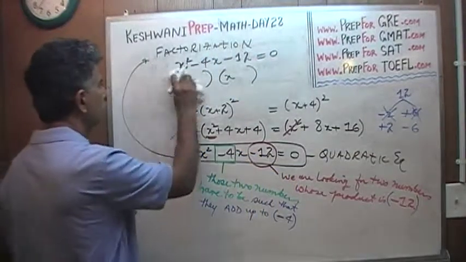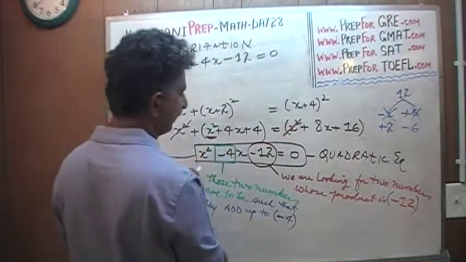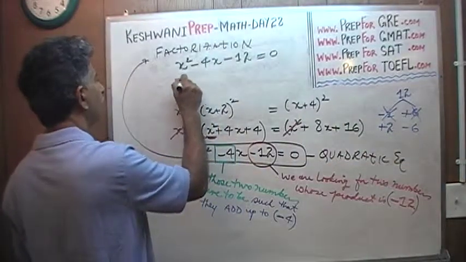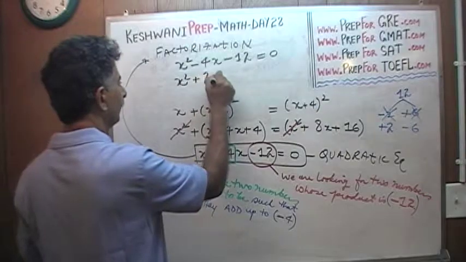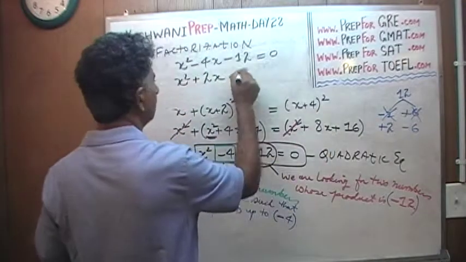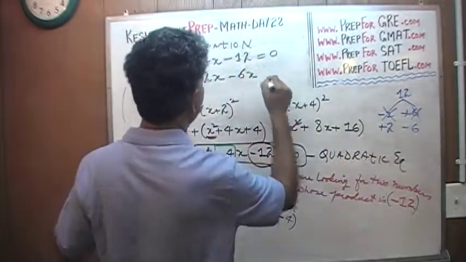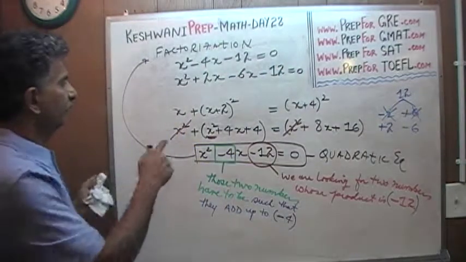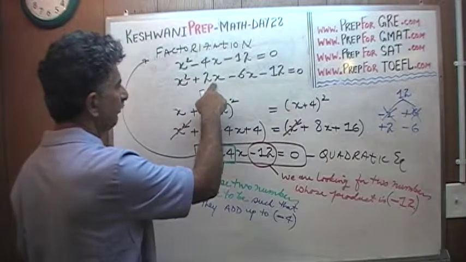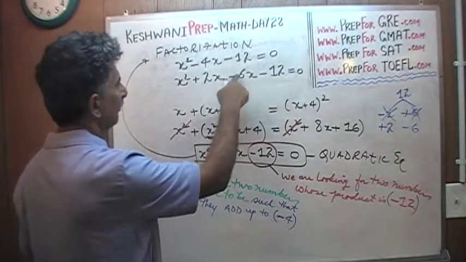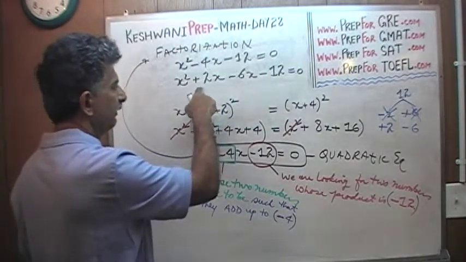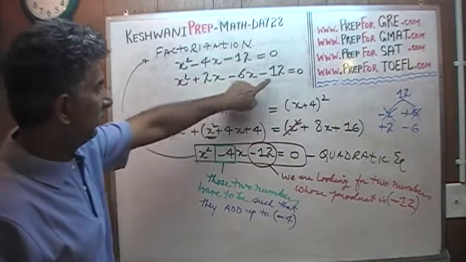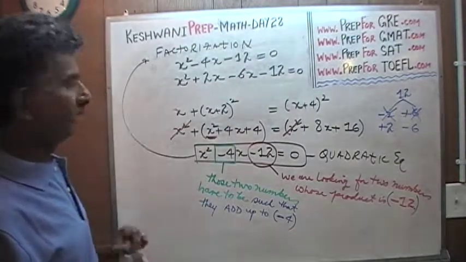So that's what we're going to do. We're going to show the work. The two factors are +2 and -6. So here we go. x squared plus 2x, that's your +2, minus 6x, which is our -6, minus 12 equals 0. As you can see, +2x and -6x will give us -4x, and +2x times -6x is going to give us the -12x squared.